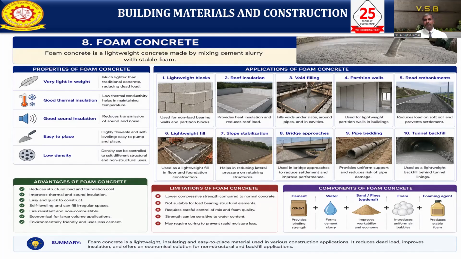When you're looking at foam concrete, we can make lightweight blocks, because these lightweight blocks we can use for load bearing walls and partition blocks. We don't want to go for other materials. We can make partition walls with a lightweight structure. We can go for foam concrete. Then roof insulation, which provides heat insulation and reduces the load on the roof.